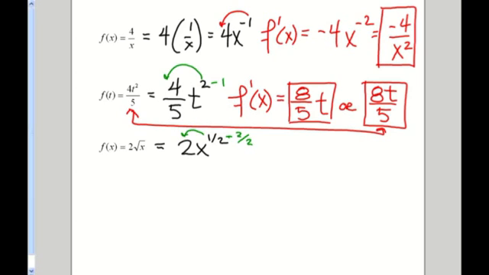And then I can write my derivative, f prime of x. 1/2 times 2 is just 1, times x to the 1/2 minus 1, which is negative 1/2. And so again, if I reorganize this, that's 1 over radical x.